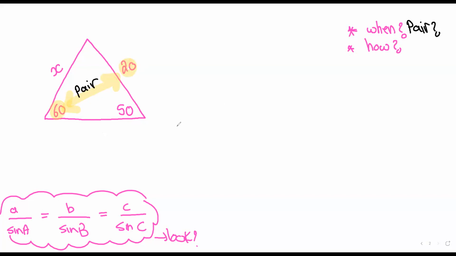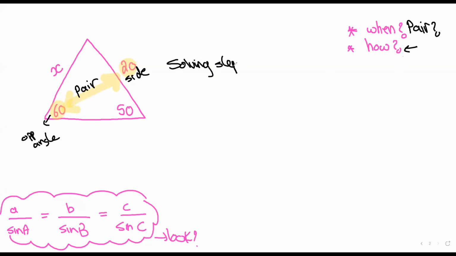If there is a pair, I will use the sine rule. If there is no pair, I will not use the sine rule. And the pair is made out of a side and its opposite angle. And this is the answer of question 2, which is when. Now let's see how do I use the sine rule. And these are the solving steps.